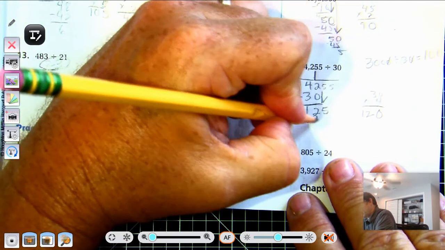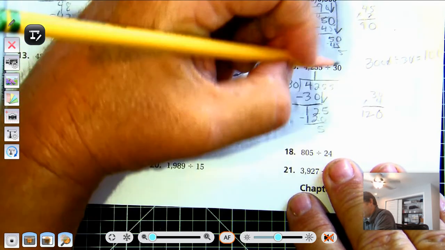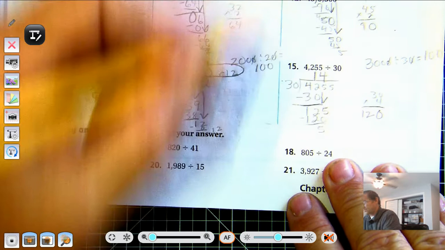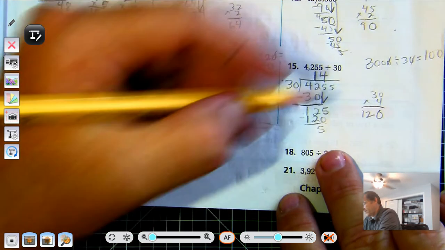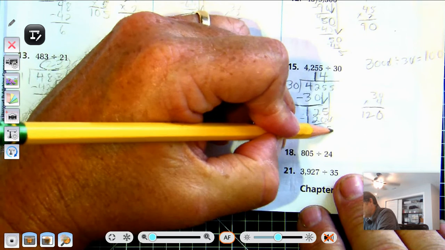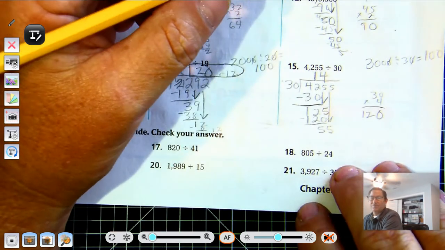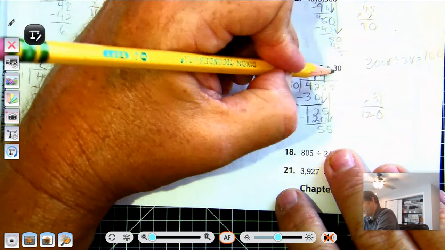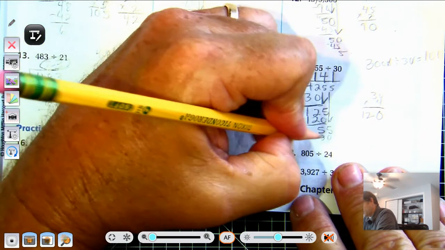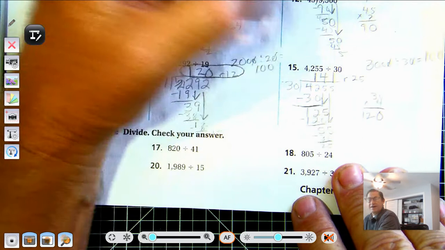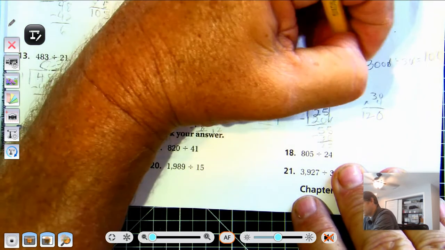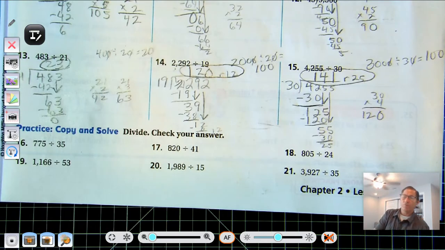All right, 120. Subtract, we're left with 5 tens. All right, so let's trade those 5 tens for 50 ones and bring down the 5 ones. Well, I can only get one set of 30 from 55, and that leaves me a remainder of 25. 141, remainder 25. Check your answer.